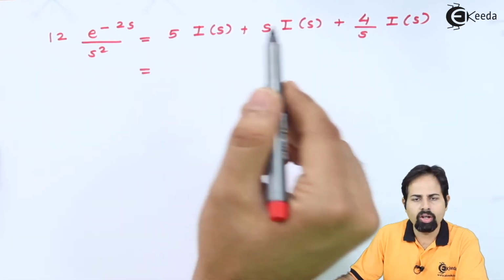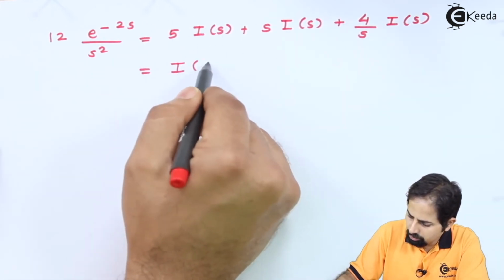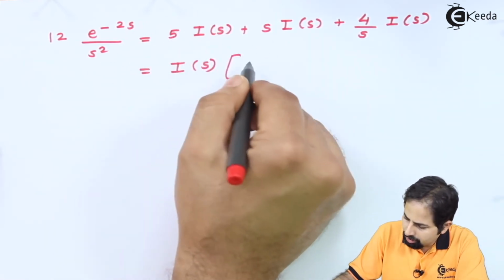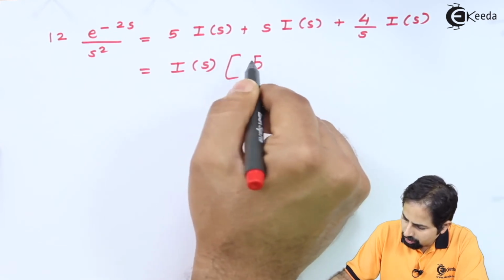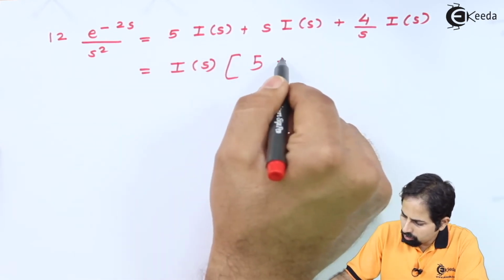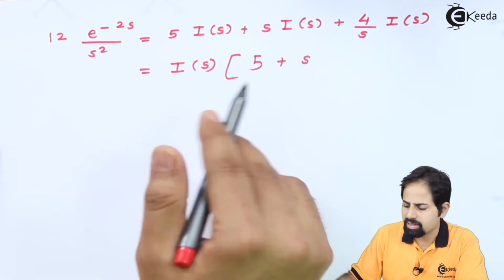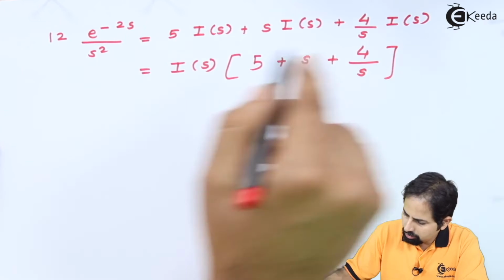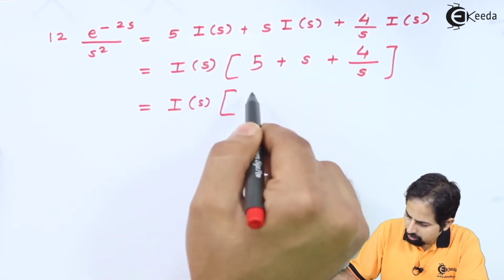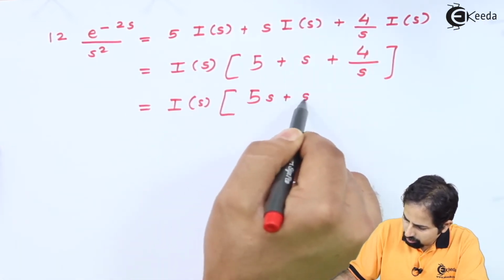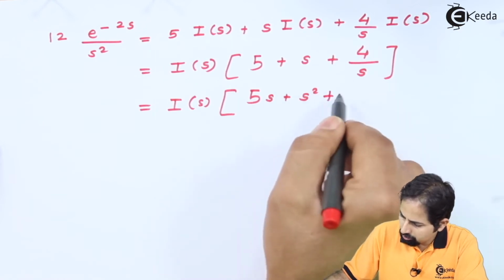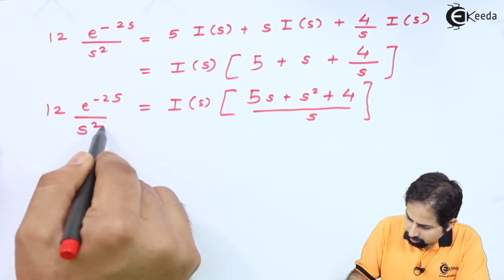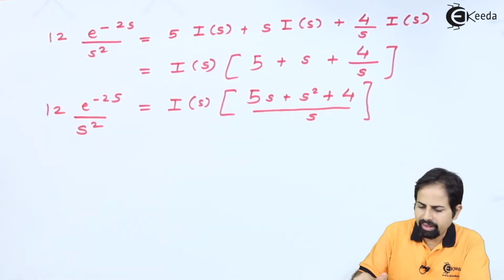So let's combine all I of s terms, because once we get I of s, we will get I of t. This is 5. Then this is small s. You should not get confused between 5 and s. Well, as you can see, one s will get cancelled.